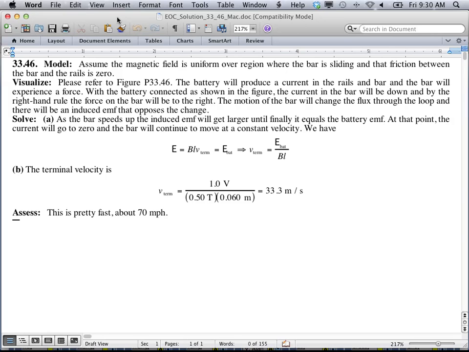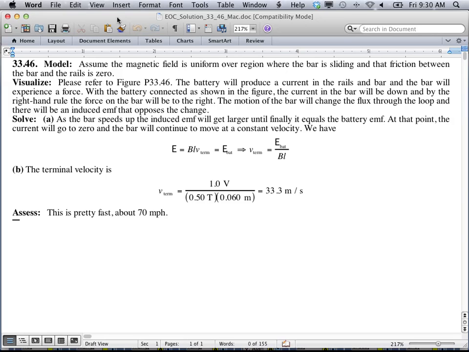I would phrase it slightly differently. What I would say is the bar is going faster and faster. It is accelerating. That acceleration is causing delta phi to increase, right? So the flux is getting bigger and bigger. And because the flux is getting bigger, Lenz's law and Faraday's law say we're going to get an EMF from that. And then the current goes in the opposite direction, so the EMF fights against the power of the battery.